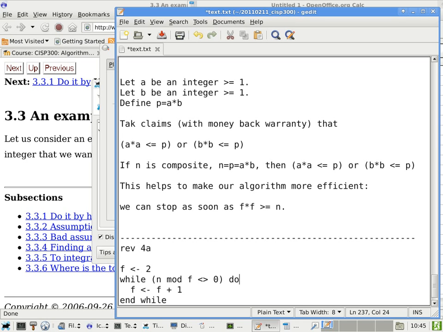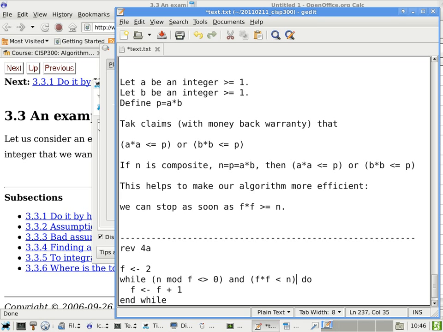So that means in addition to n mod f has to be non-zero to stay in the loop, I now have an additional condition to stay in the loop. Because I only want to stay in the loop if f times f is less than n. Okay? If f times f equals n, why do I want to get out of the loop? Because f is a factor in that case.